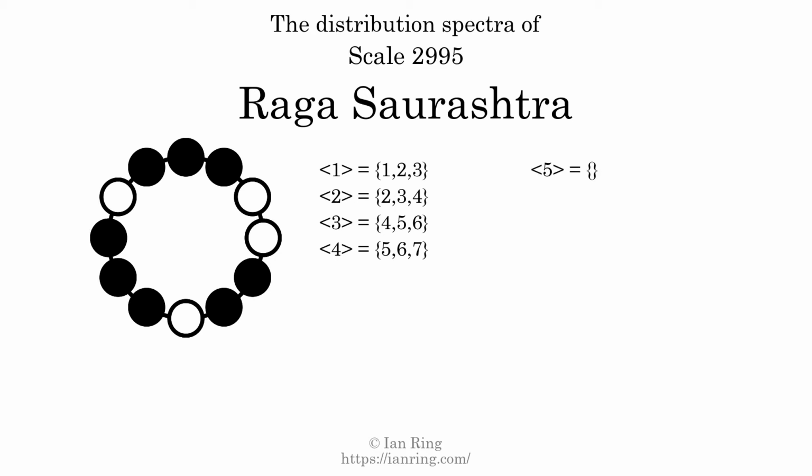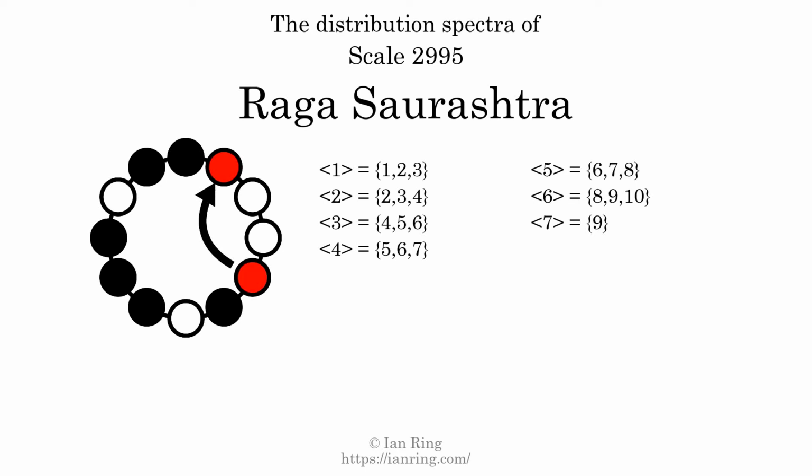The generic interval of 5 scale steps comes in 3 different specific interval sizes. 6 semitones, 7 semitones, and 8 semitones. The spectrum width of this generic interval is 2. The generic interval of 6 scale steps comes in 3 different specific interval sizes. 8 semitones, 9 semitones, and 10 semitones. The spectrum width of this generic interval is 2. And finally, the generic interval of 7 scale steps comes in 3 different specific interval sizes.